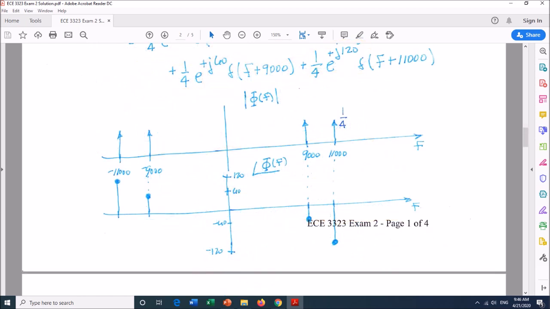Next question asks us to plot those. So we have the 4 delta functions at the appropriate frequencies. They all have a scale of 1/4. And I plotted out the angles for each one as well. And this is the result that I got.